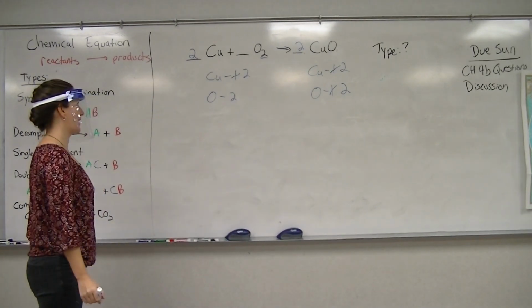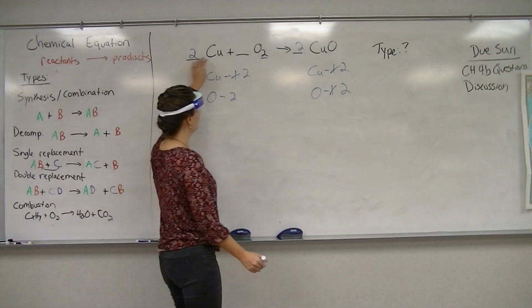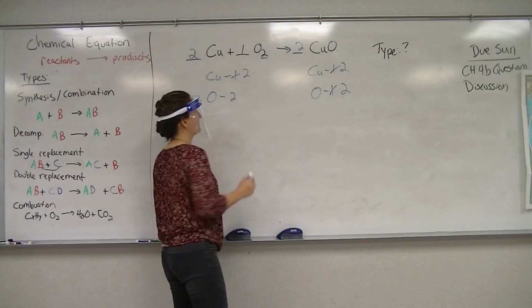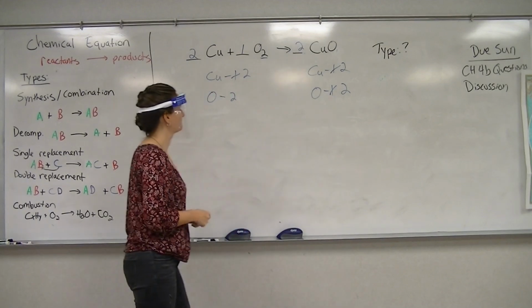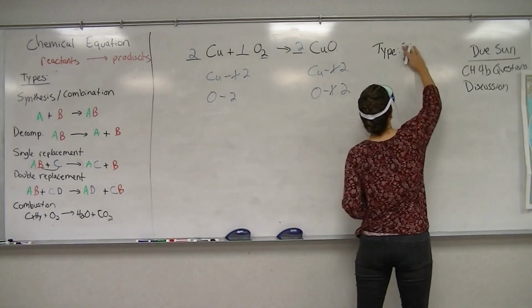So this would be the balanced chemical equation. A 2, and then there's a 1 here. You usually don't have to put a 1. It's just assumed. But 2 to 1 to 2. I never did write the type, did I? Synthesis.